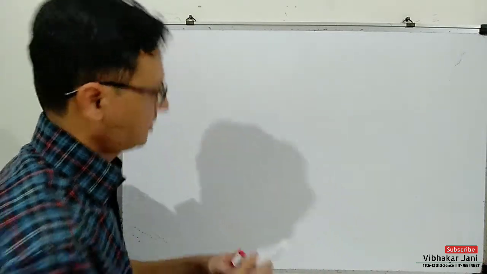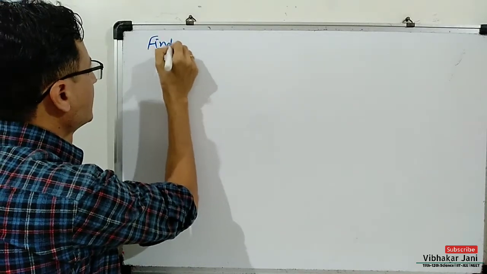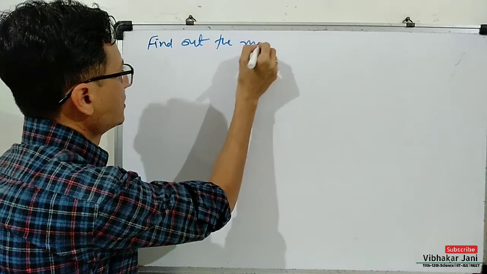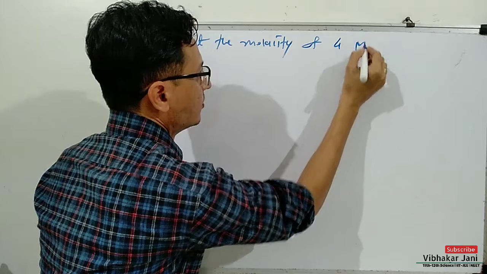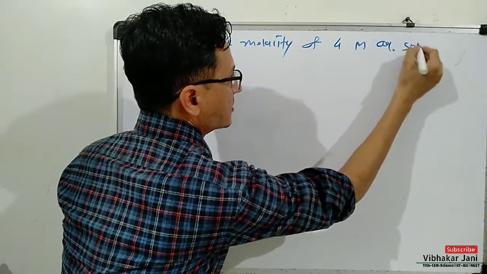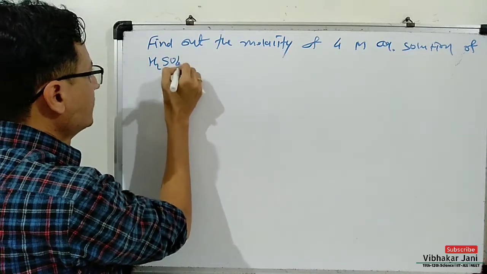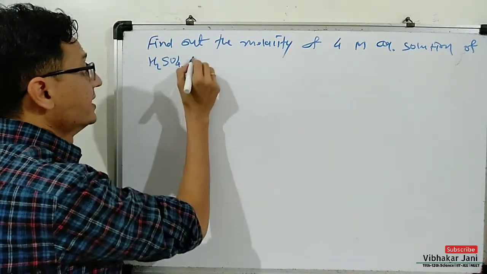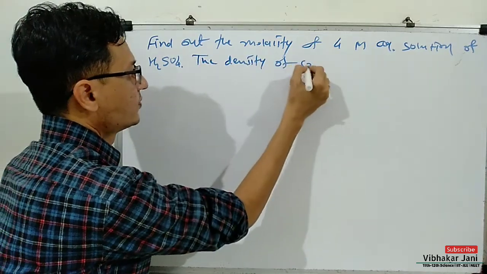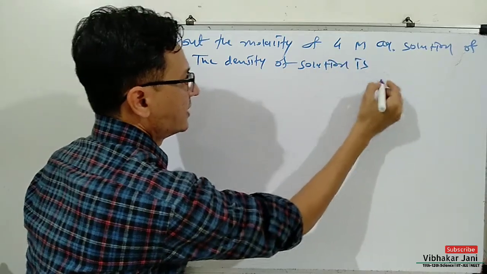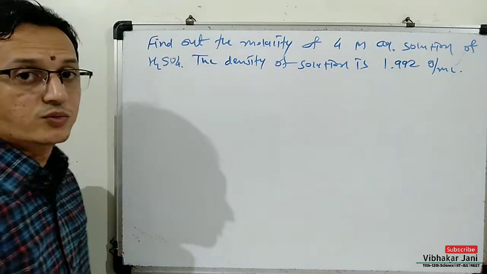चलिए शुरू करते हैं क्वेश्चन। क्वेश्चन कुछ इस तरह से है, फाइंड आउट the molality of 4 molar aqueous solution of sulfuric acid. The density of solution is 1.992 gram per milliliter. So this is the question.